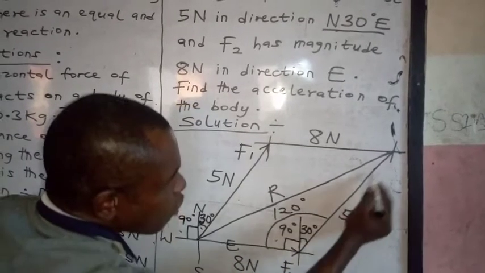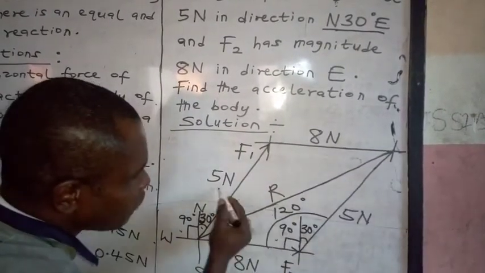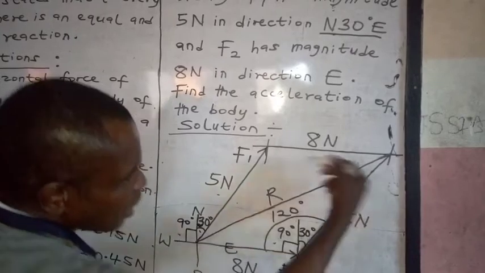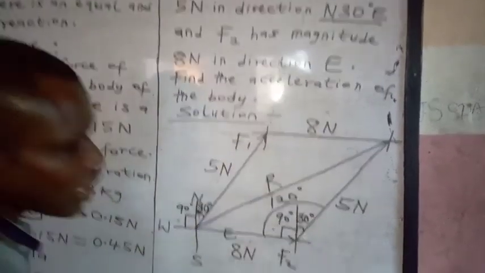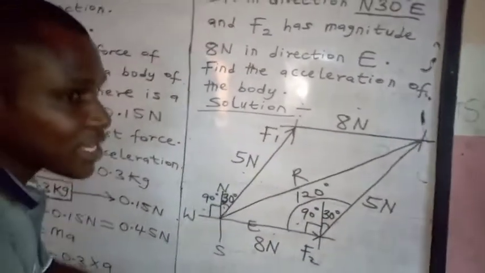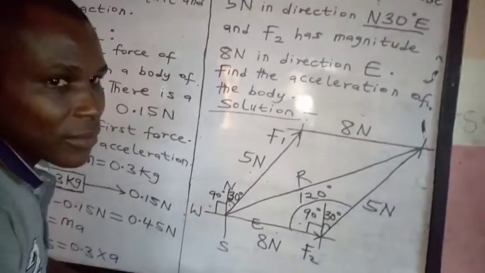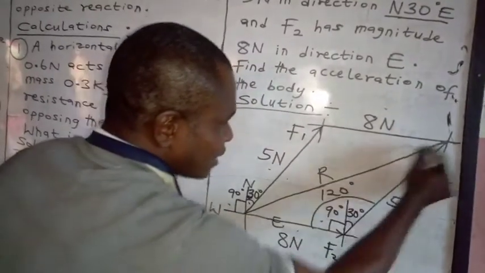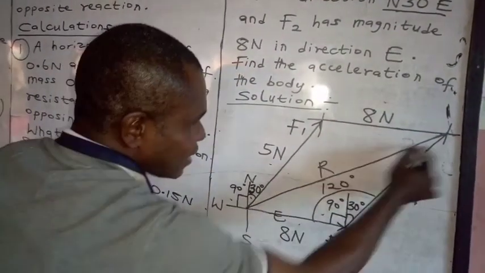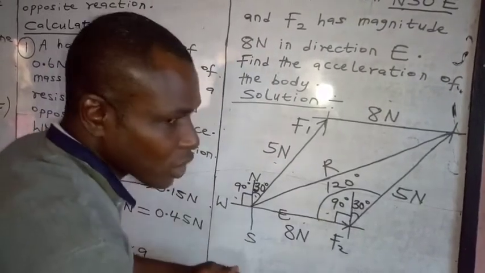Then you draw your what? Your F1. If here is 5 Newton, here is 5 Newton. If here is 8 Newton, here is 8 Newton. At the end of the day, it forms a parallelogram. Then you draw your resultant. Look at it, draw your resultant. This is the resultant first, and that's what we are looking for.